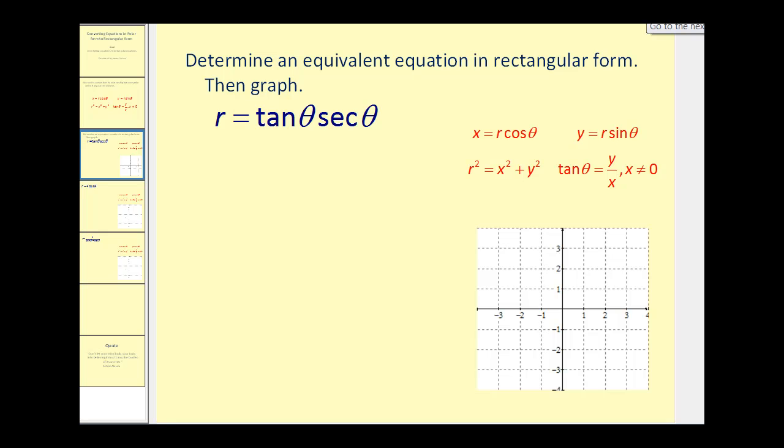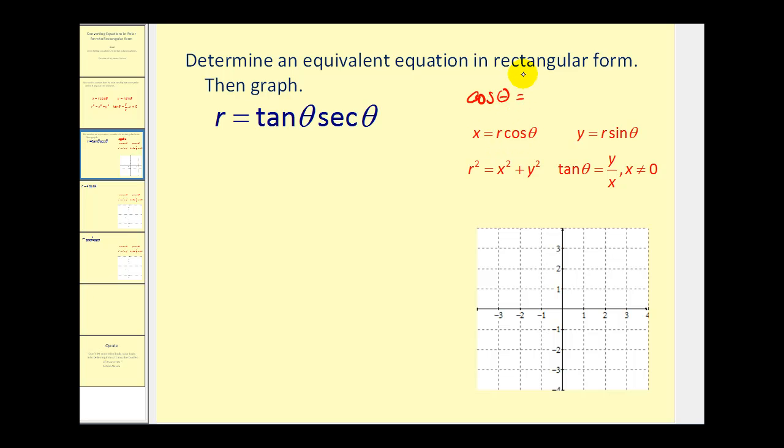Determine an equivalent equation in rectangular form for r equals tangent theta times secant theta. There's several ways to go about converting this to rectangular form. We know that tangent theta is equal to y over x, so that would be helpful. However, there is not a secant theta in any of these equations over here. But if we can remember that secant theta is a reciprocal of cosine theta, we could take this equation and solve it for cosine theta.